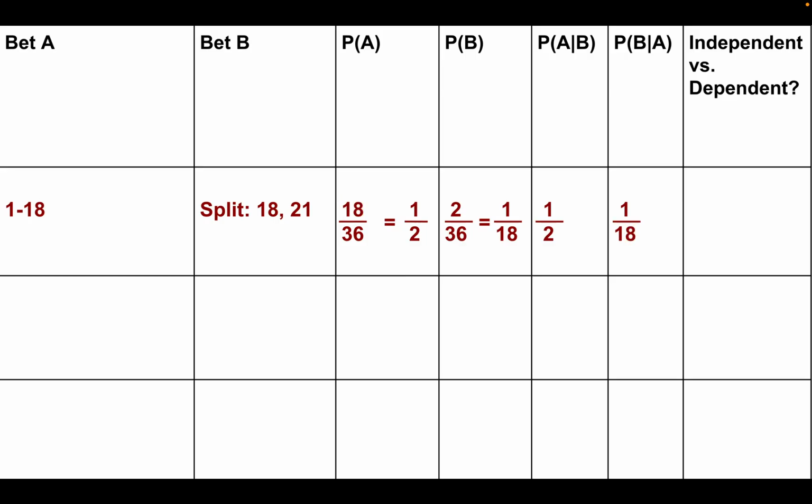And then what we should notice is the probability of A is equal to the probability of A given B. That means these bets are independent. We could have also compared the probability of winning bet B to the probability of winning bet B given that we won bet A. And when we do that, we see that both of those probabilities are 1 out of 18. So again, these bets are independent.